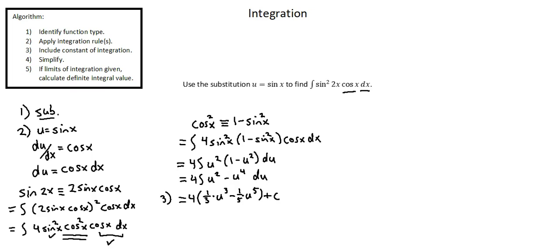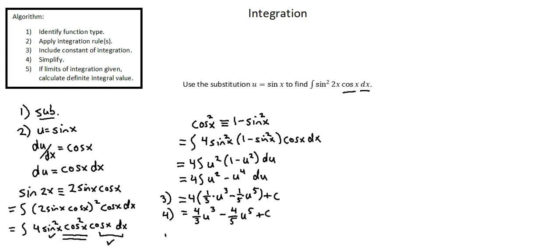This completes step 3. Step 4, simplification. I'll distribute my 4. 4 times 1 over 3 is 4 over 3 u to the power of 3. Minus 4 times 1 over 5 is 4 over 5 u to the power of 5 plus c.